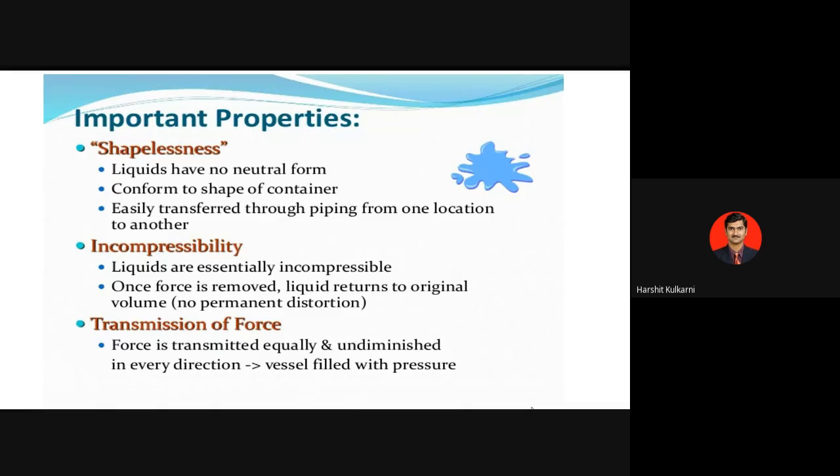Second, incompressibility. The fluids that we use should be incompressible, because if it is possible to compress the fluid, then the transmission of power is not possible. 100% power transmission is not possible. That is why it should be incompressible. Then it transmits the forces equally and undiminished in all directions.